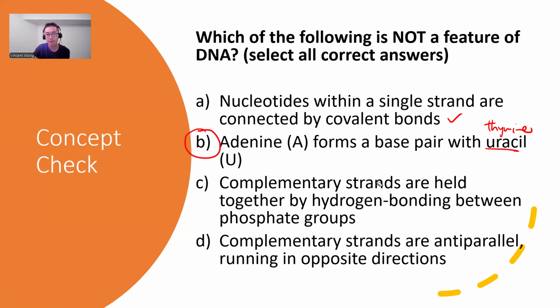Complementary strands, that means each strand, are held together by hydrogen bonds between, as I showed you in the diagram, the nitrogen bases and not the phosphate group. The phosphate group makes up the backbone. And the last one is true, right? 2 characteristics of DNA are that it's complementary, you can predict the other strand, and that they're anti-parallel. They run in opposite directions.